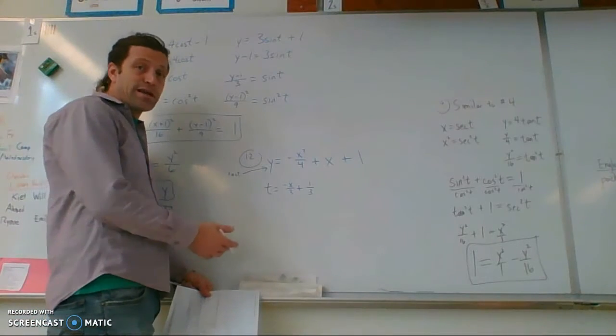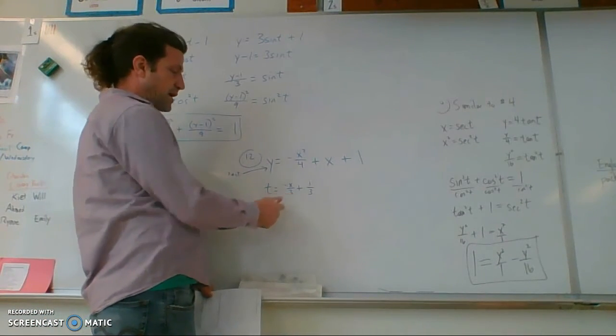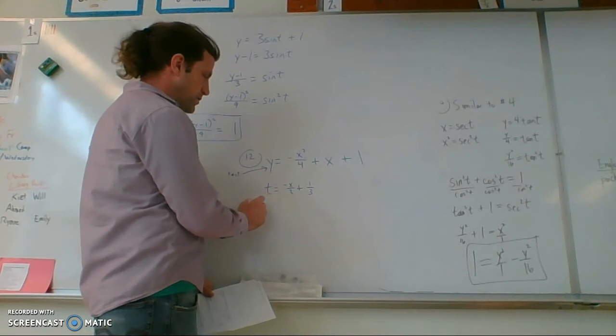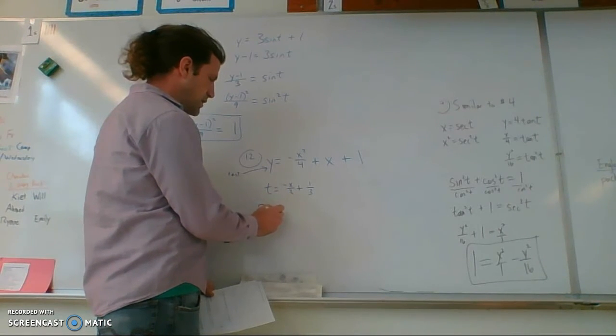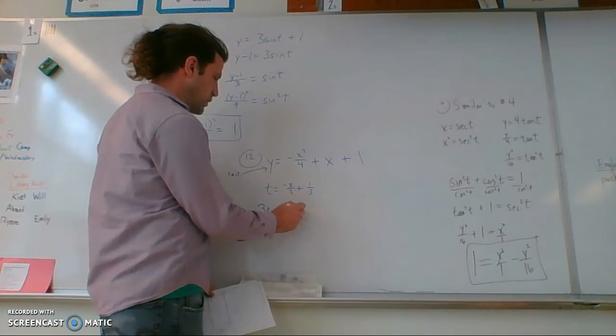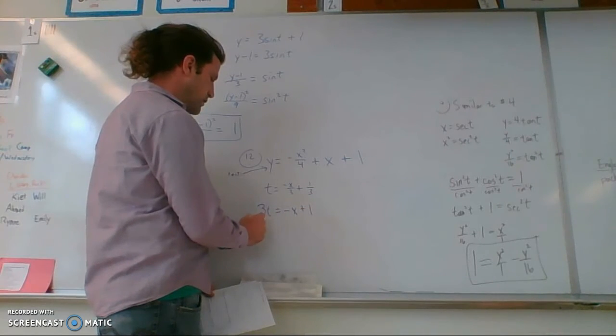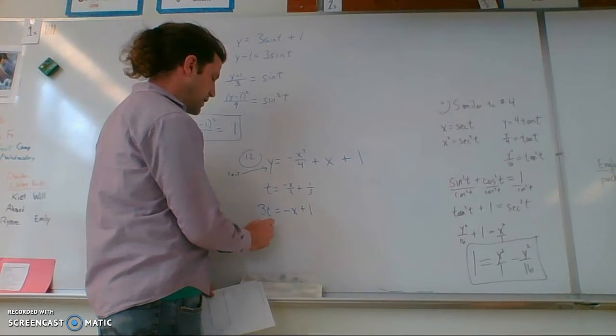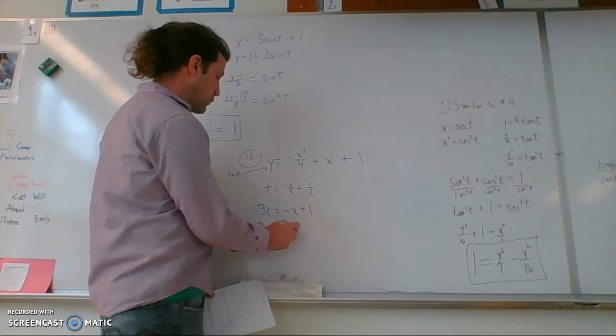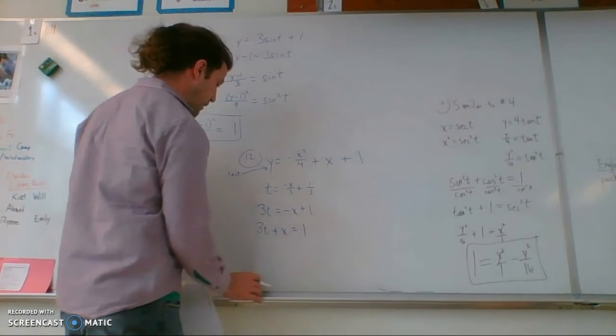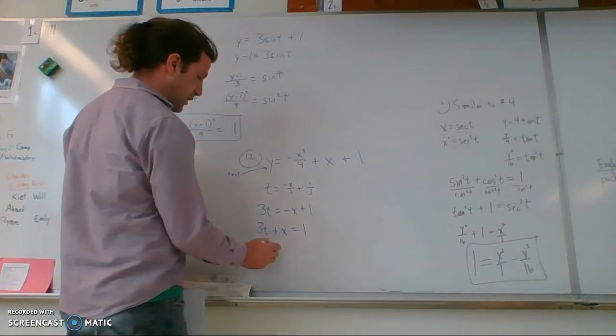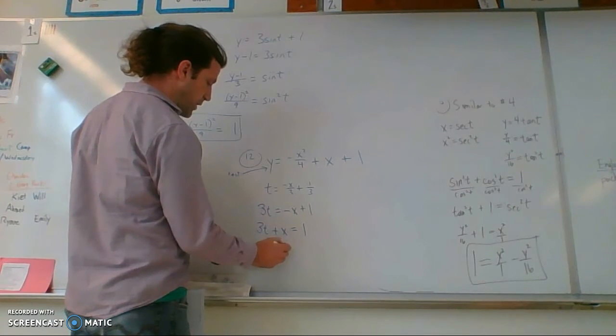One thing I know how to do is isolate a different variable. So what if I isolate x here? If I multiply both sides by 3, I get 3t equals negative x plus 1. I can say 3t plus x equals 1, just adding x to both sides there, and subtract 3t from both sides. So x equals 1 minus 3t.